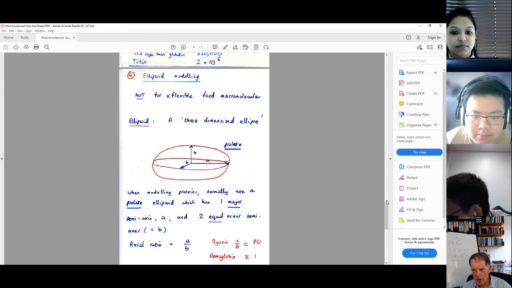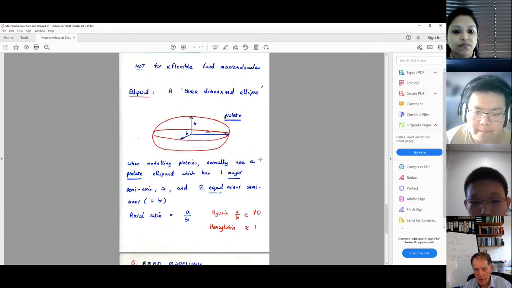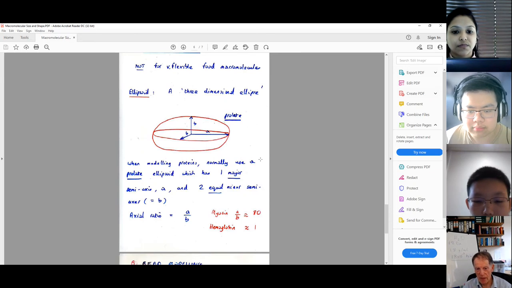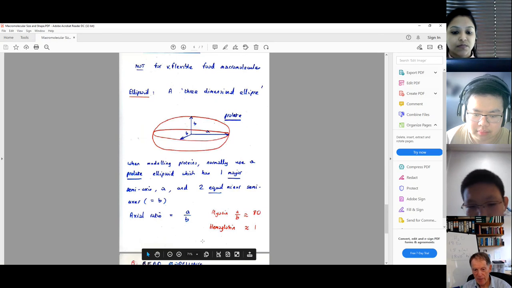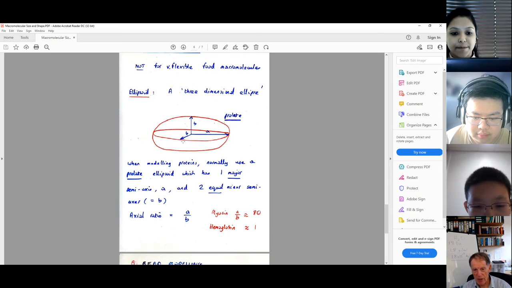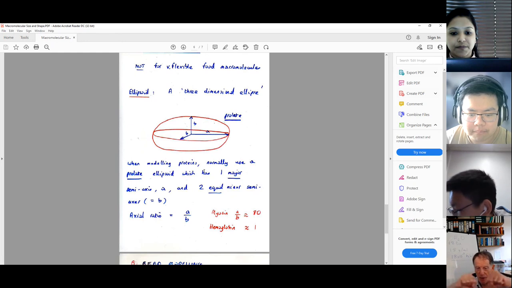and two short axes. And most globular proteins are represented by this simple shape to describe how elongated they are. We represent the elongation by what's called the axial ratio, A over B. It's the ratio of the long axis to the two equal short axes, and this represents how asymmetric the protein molecule is.